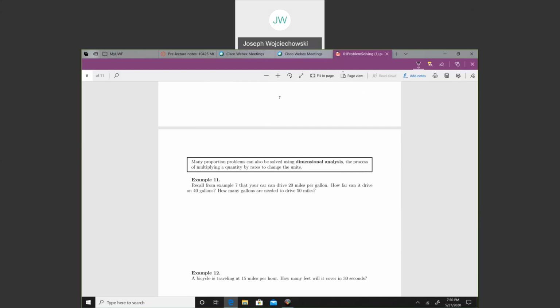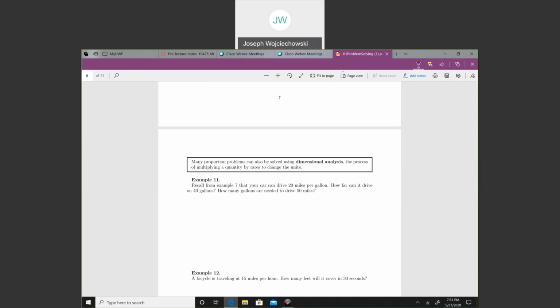Okay. Another method to solving some of these problems is something called dimensional analysis. It's the process of multiplying a quantity by rates to change the units. From example 7, we found that you could drive 20 miles per gallon. How far can you drive on 40 gallons? And how many gallons are needed to drive 50 miles?